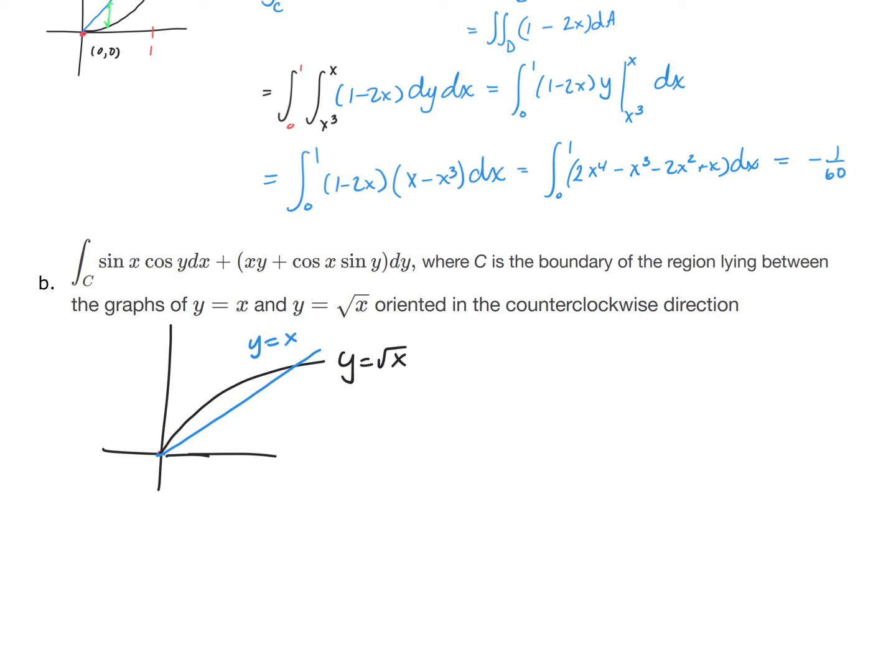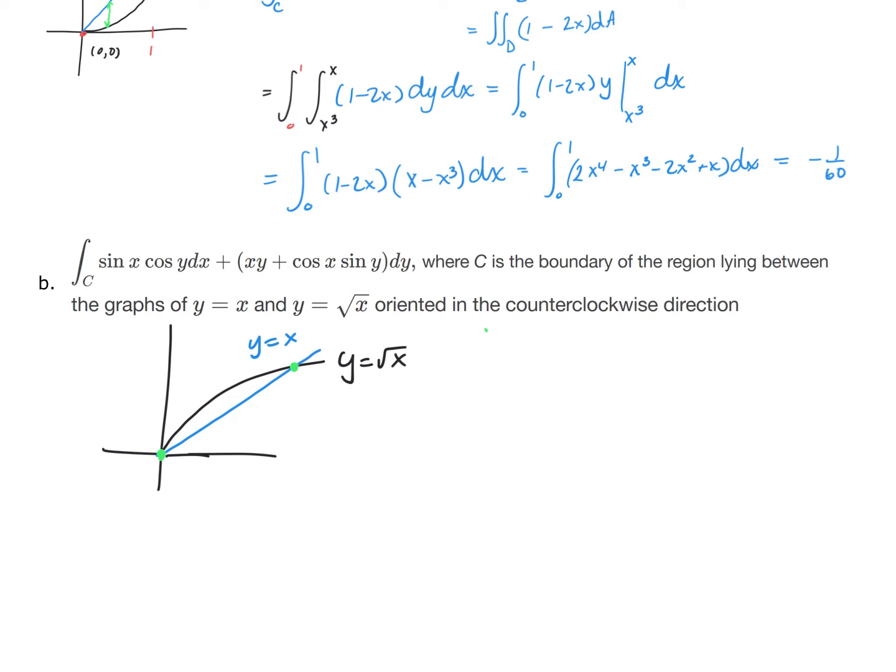So we're going counterclockwise, and you can see that I'm going to start at 0 and end at 1, and then go from 1 back to 0, 0. So from 0, 0 to 1, 1, and from 1, 1 back to 0, 0, because I'm going counterclockwise. So I would start along this curve and then come back because I'm going counterclockwise.